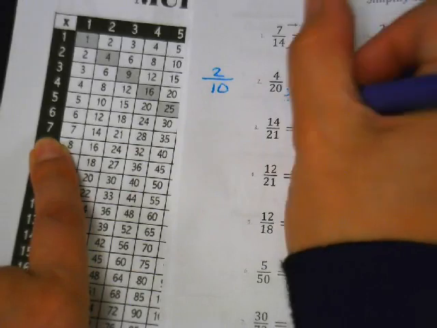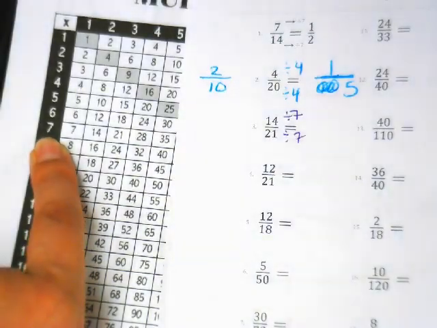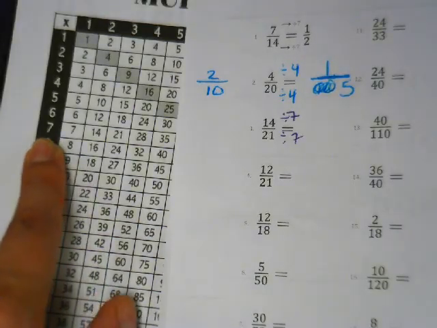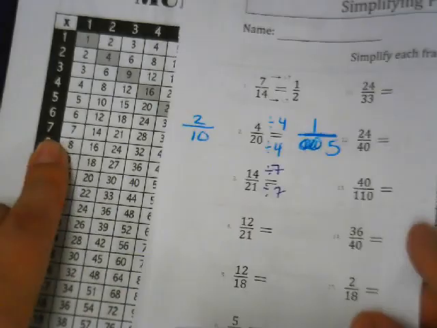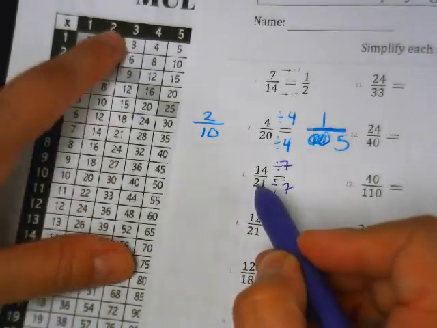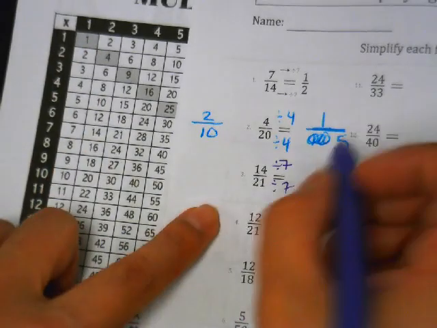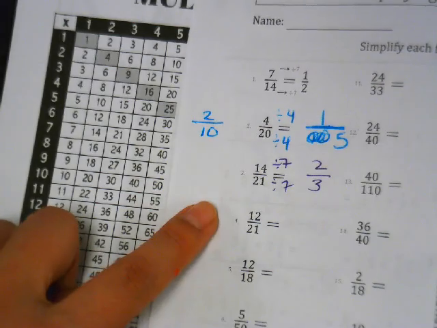So I can divide this by 7 and this by 7. This is how you use a multiplication table to simplify. Some of you can do this in your head. Others, you're going to need a multiplication table, and that's okay. You're going to find these two numbers, and then your answer is on top. What's my answer? 2 over 3. And we're done. Now, 12 and 21.